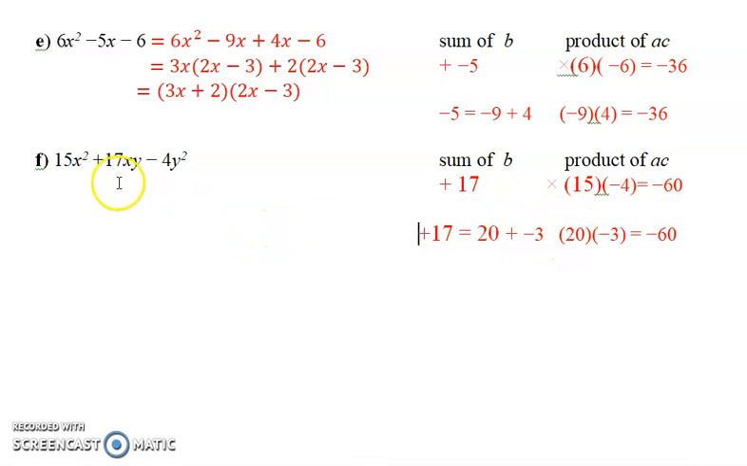There we go. So let's do it. So, oh, I'm not sure what I did there. Sorry about that.